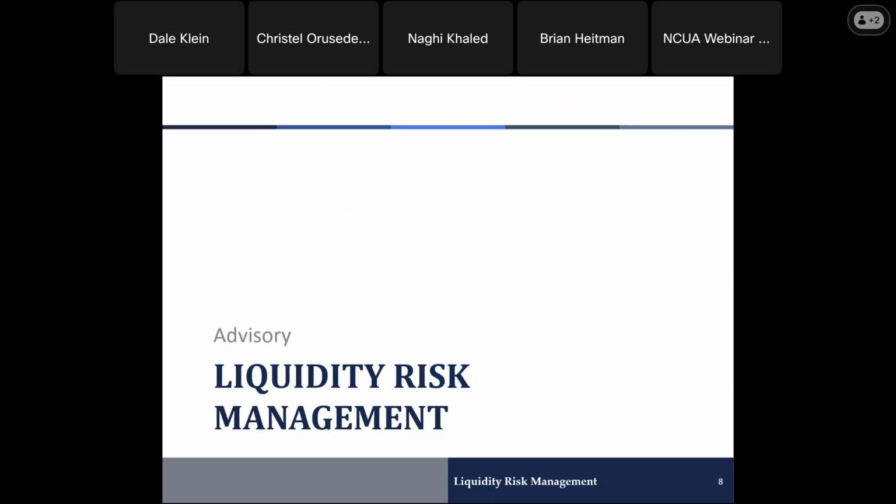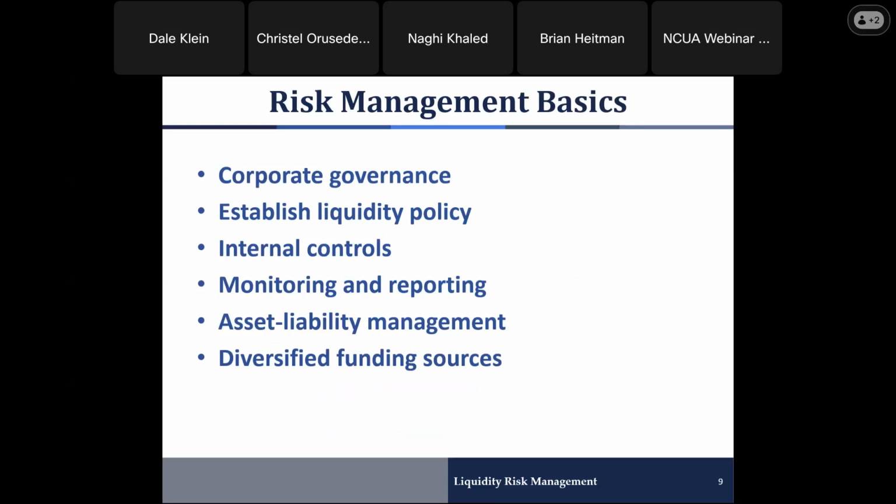Now we will move into liquidity risk management. Despite all that has gone on in the last few years, the basics of liquidity risk management remain the same. Credit unions need strong corporate governance, clear and concise policies, resilient asset liability management, potent internal controls, and diversified funding sources. The recent events have heightened the importance of 5 key areas that the NCUA considers areas of concern.